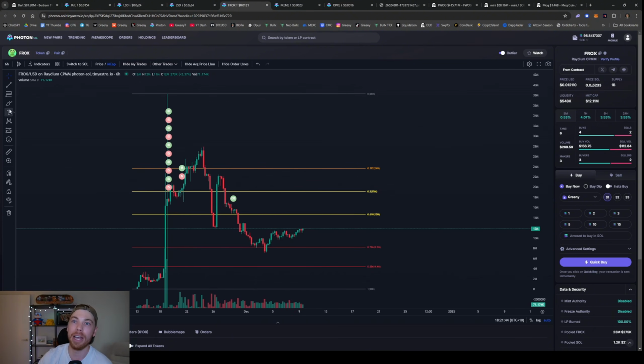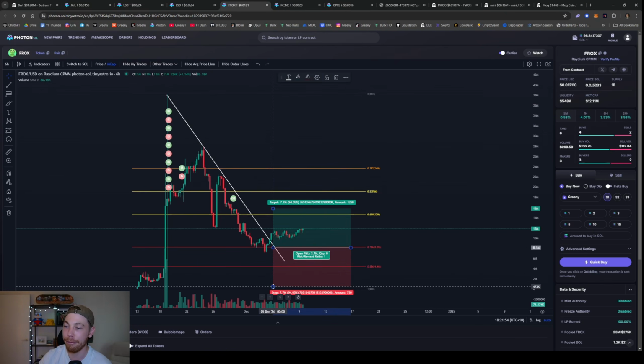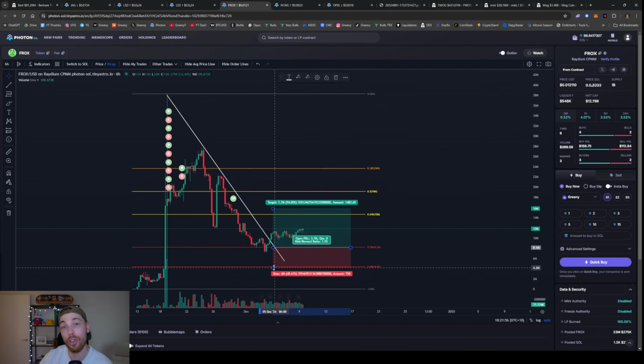But again, where have we bounced from, guys? Where have we bounced from? And where have we broken out from? The 786. It's a simple strategy. Now, a few people always ask, Greeny, where do I put my invalidation? A simple invalidation, guys, is below your 886. Then we are targeting higher fibs.